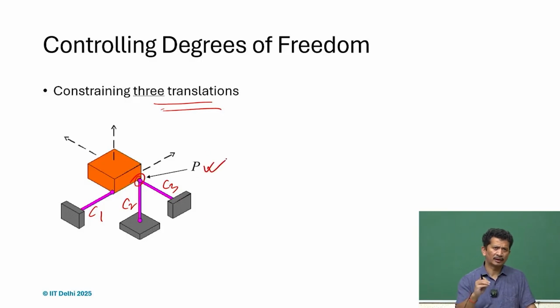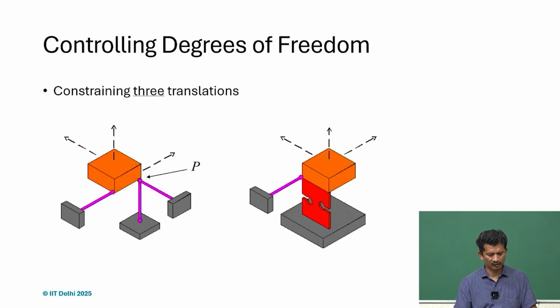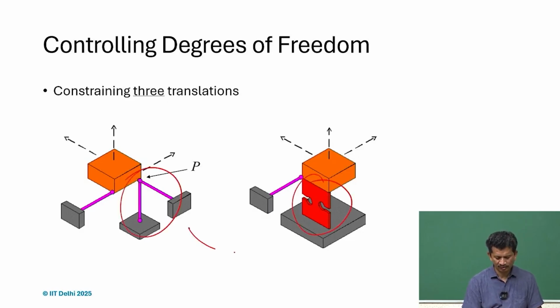So, that point is not moving. So, the position of that point on the orange body is located, but it will have all the rotations. So, three rotations, and we can also get an equivalent design. So, we can replace this one with the sheet flexure with the hole, and we can get the same thing here as well.